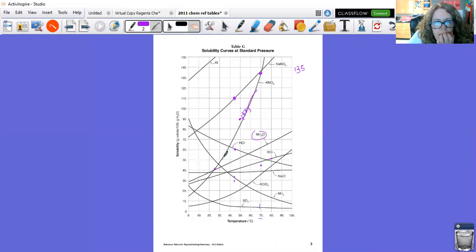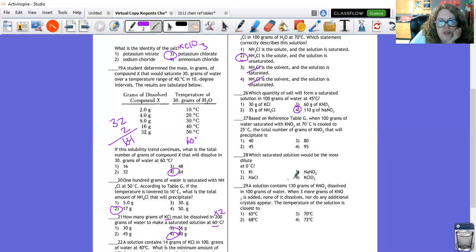Okay, and how much is going to precipitate out? So let's say that is probably about 43. All right, so about 43. So 135 minus 43, so probably anywhere around 92 grams. So we're going to go with the 95.